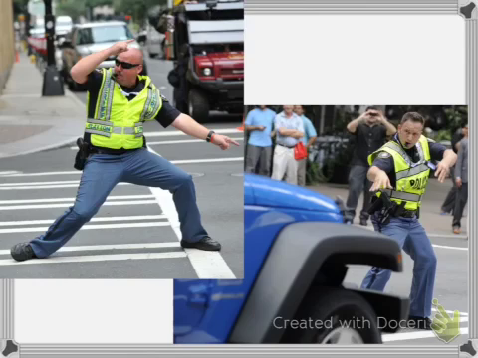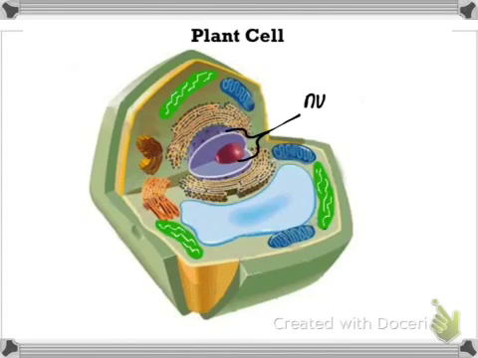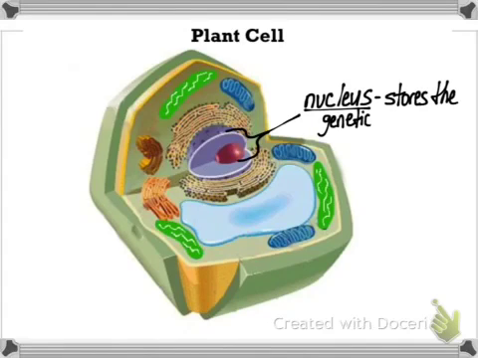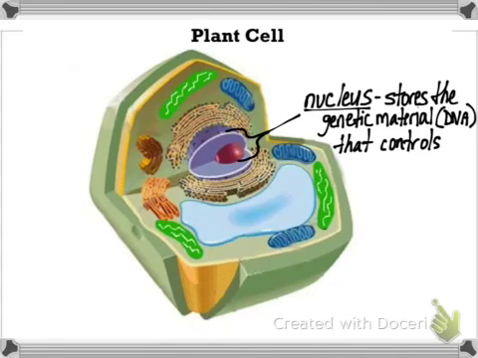All right, our next organelle is the nucleus. And the nucleus, in this diagram, has a couple parts, but it's that main purple structure in the middle. And the nucleus is very important because it stores the genetic material, or the DNA. Right? And the DNA controls the function of the whole cell.